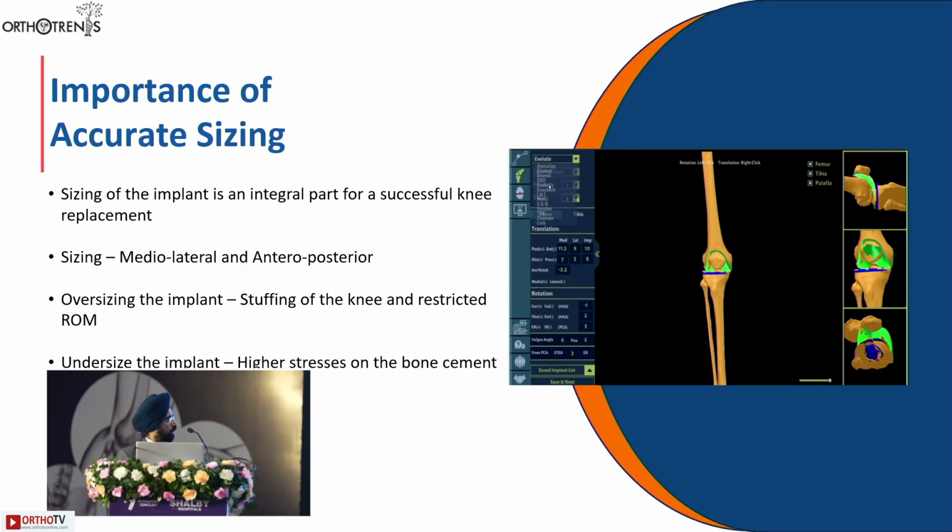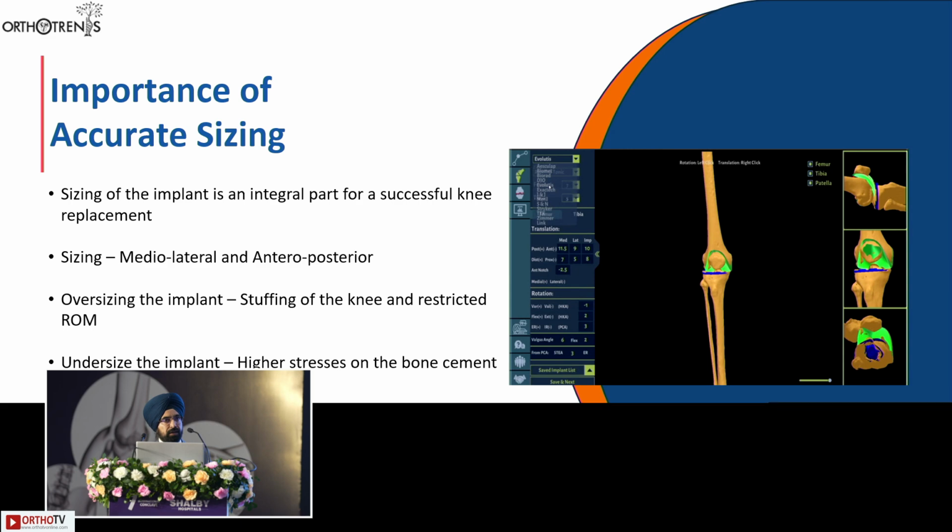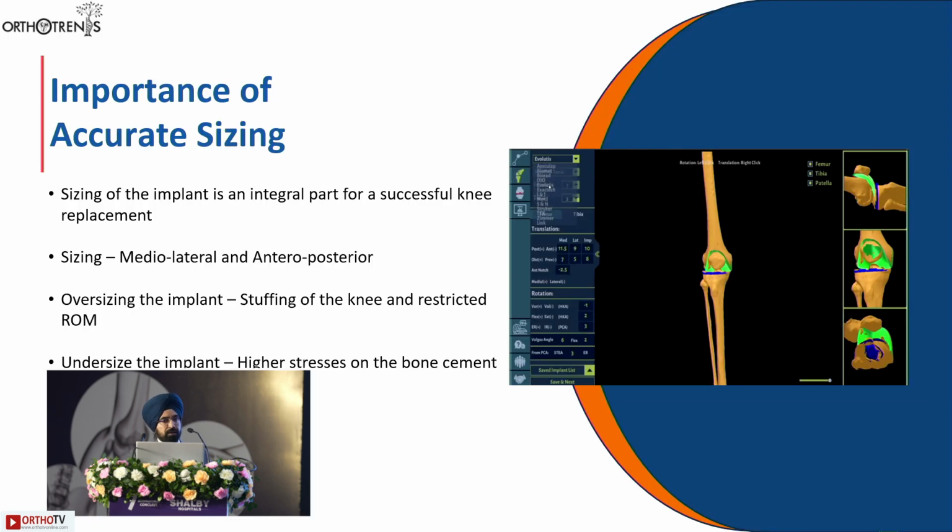As we all know, there is importance of accurate sizing. Initially, we were using X-rays for templating. Long leg X-rays were taken. Sizing of the implant is an integral part of successful knee replacement. Sizing mediolateral and anterior-posterior, both are important. Oversizing the implant will lead to stuffing of the knee and restricted range of motion. Undersizing the implant will lead to higher stress on the bone-cement interface and notching in the femur.